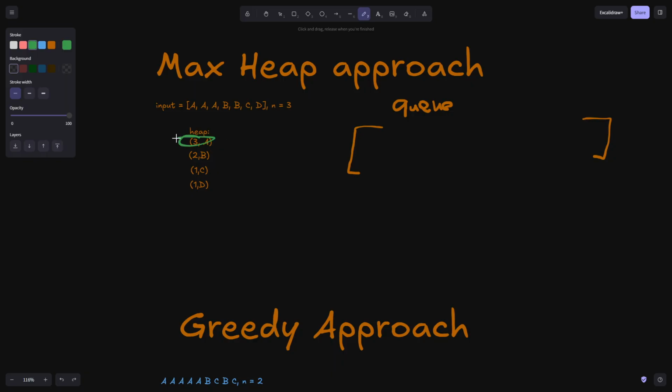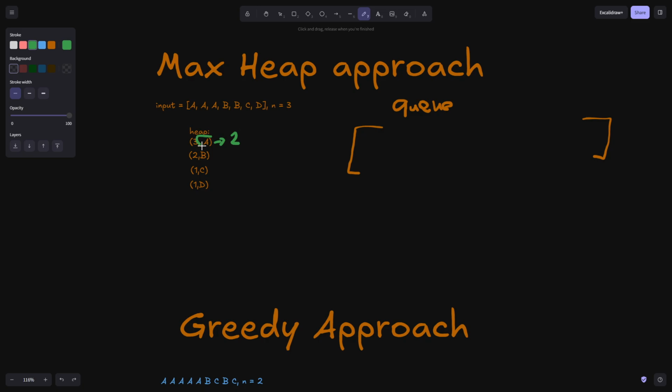So first of all, we're going to handle this 3, right? So what we're going to do is we're going to have a heap, and then we're going to have a queue. And the idea is we're going to use up the most frequent letter first, right? So we're going to basically take this here, and decrease it by 1, because we're going to use one of the A's. So we want to decrease it by 1.